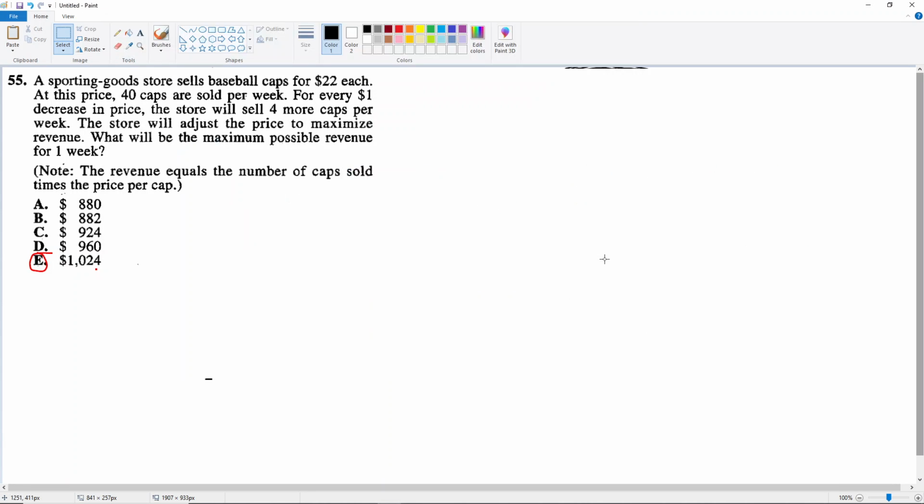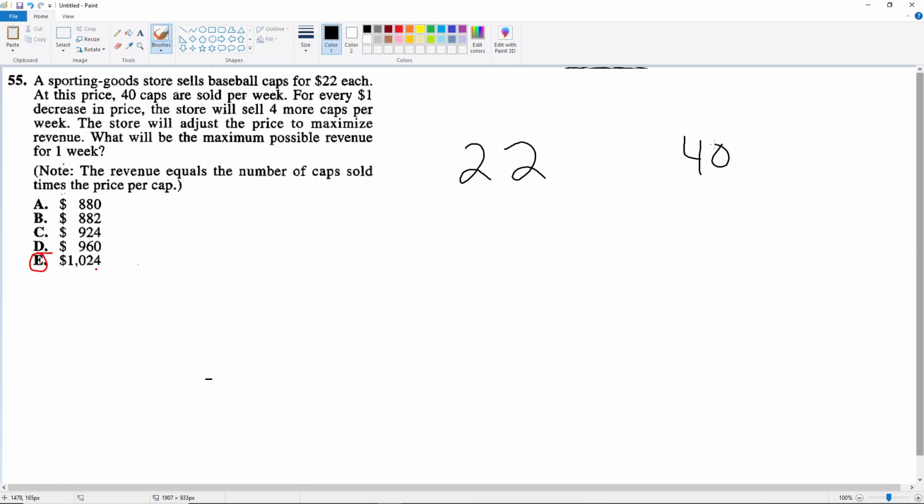This is question 55 on ACT 74C. There's two ways to find the answer to this question. It said a sporting goods store sells baseball caps for $22 each. So that's the price, $22 each. At this price, 40 caps were sold. I'm just writing those numbers down.